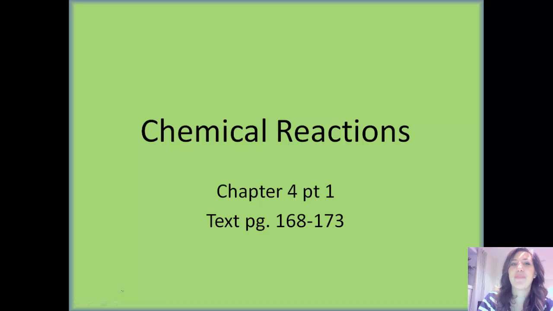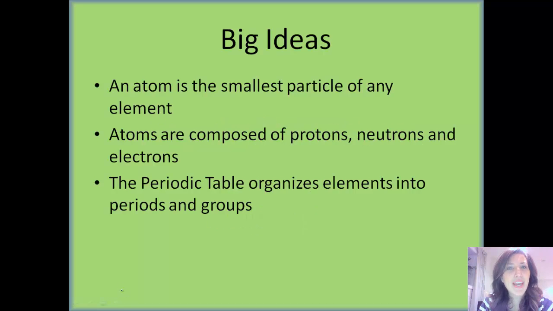This will be covering the beginning of chapter 4 and you can read along in your textbook from pages 168 to 173. Additionally, I advise you to take some notes on this lecture as we dive into atoms and the periodic table. So here are the big ideas of the lecture, the things that I want you to walk away understanding: that an atom is the smallest particle of any element, that atoms are made up of protons, neutrons, and electrons, and finally that these elements that we'll be talking about can be arranged in what scientists call the periodic table.